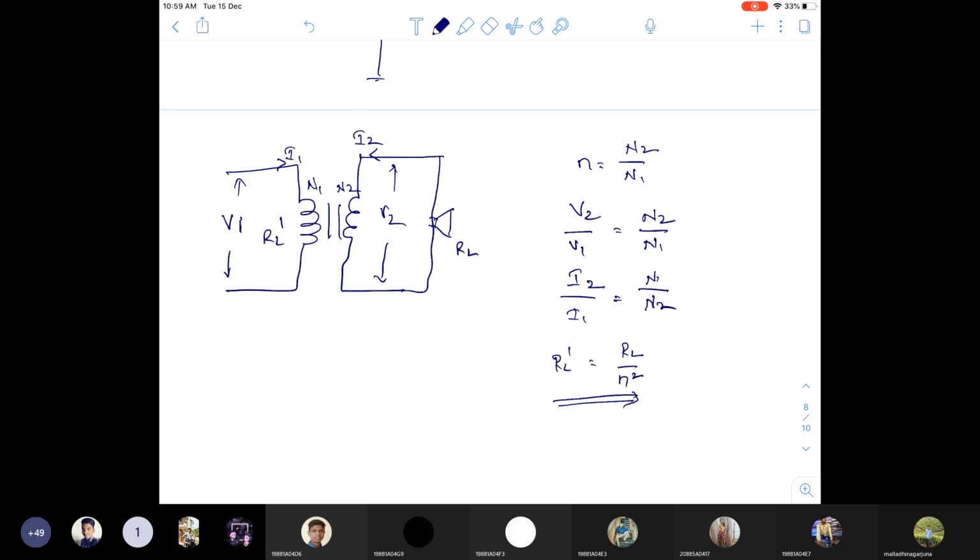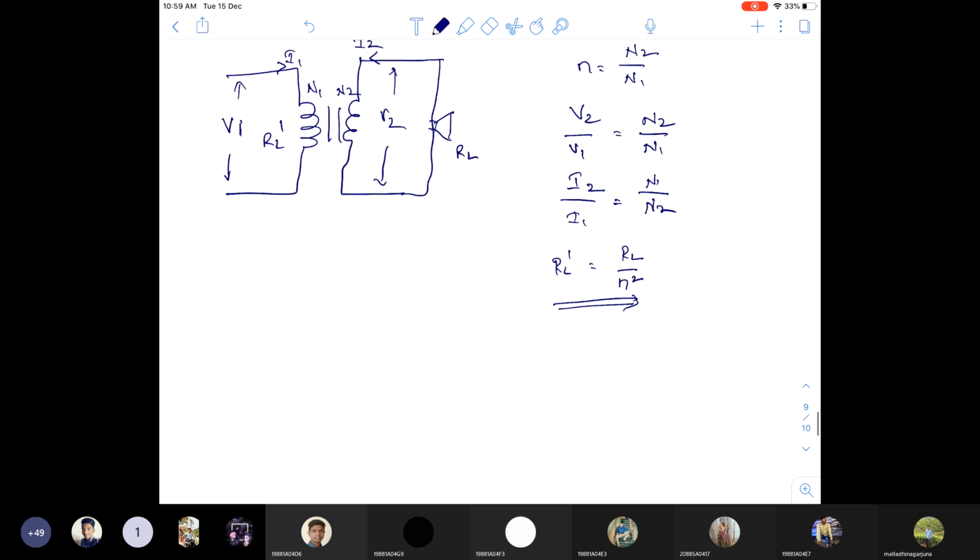And coming to the output waveform for this class, transformer coupled class A amplifier, it is the same waveform as class A series fed. Both are class A power amplifiers only. Both are for a 360 degrees conduction angle only. Everything is the same.